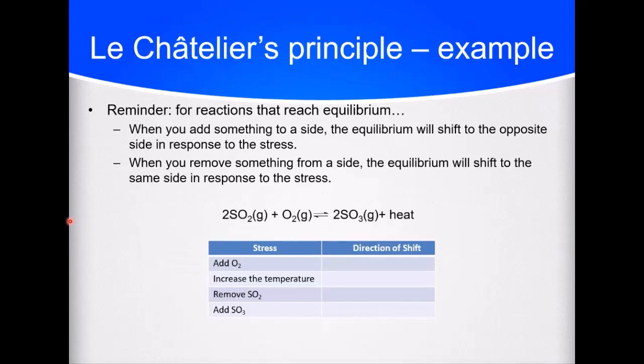So here's a practice that we can do with your instructor or with the video if this is a play-posit exercise for your class. Here's another reaction: SO2 combines with O2 to form SO3 and heat. So is this an exothermic or an endothermic reaction, with heat on the product side? Exothermic. So if we add oxygen, which way is the reaction going to shift to minimize that stress? If we add heat, increasing the temperature, which way is the reaction going to shift?